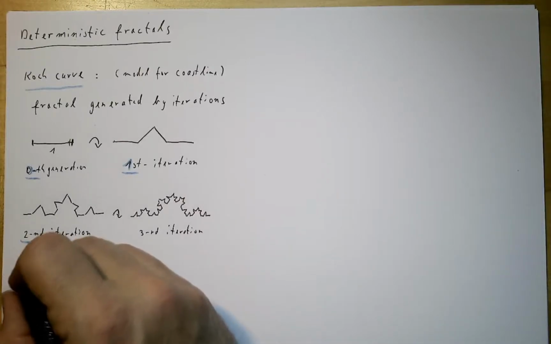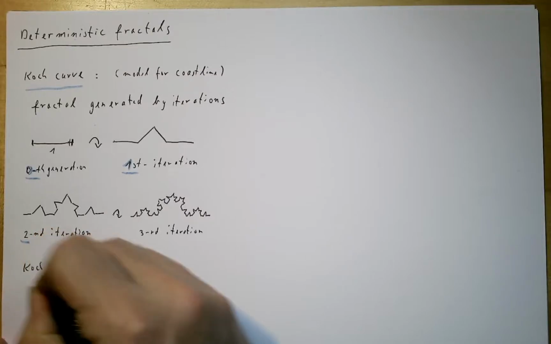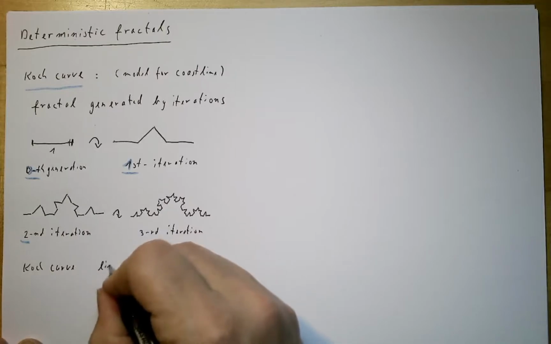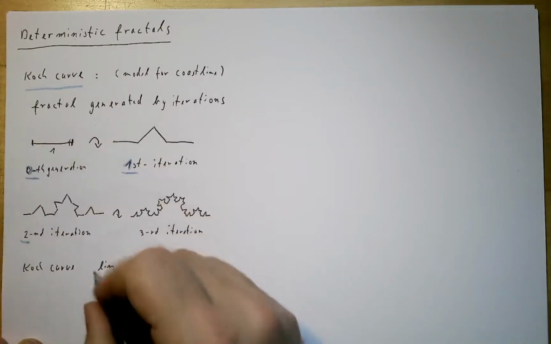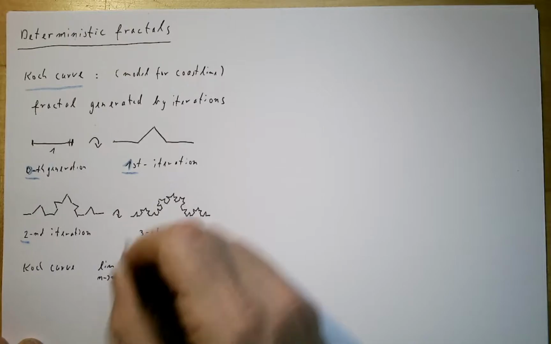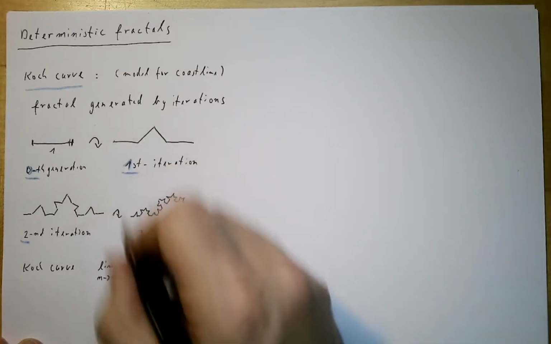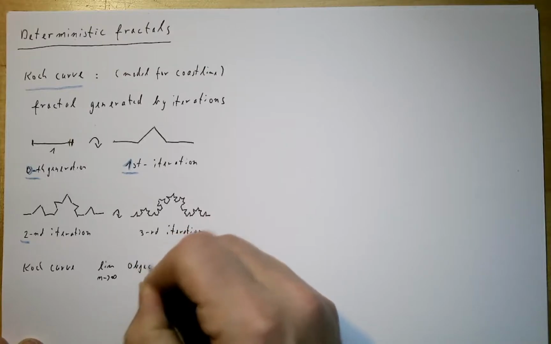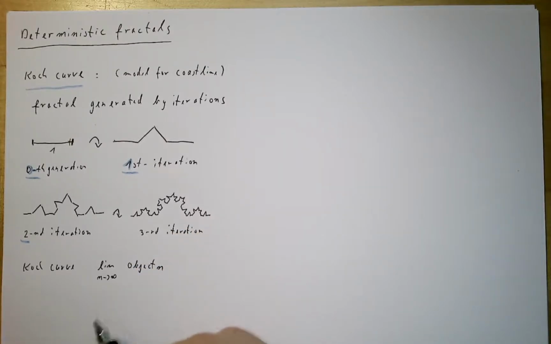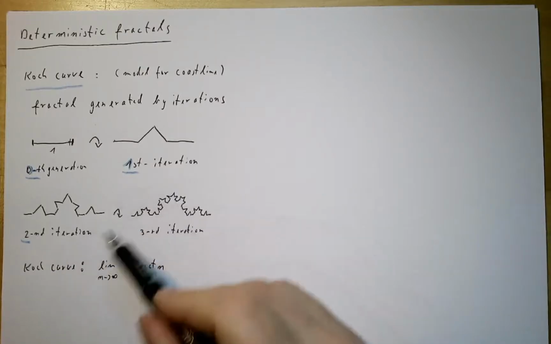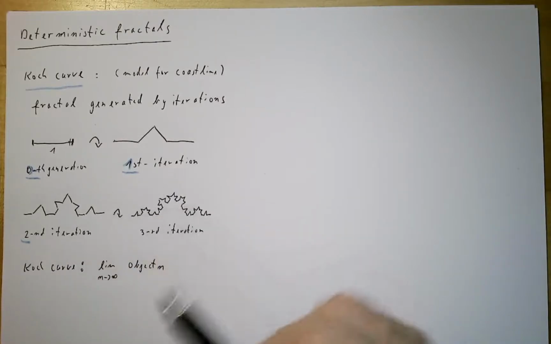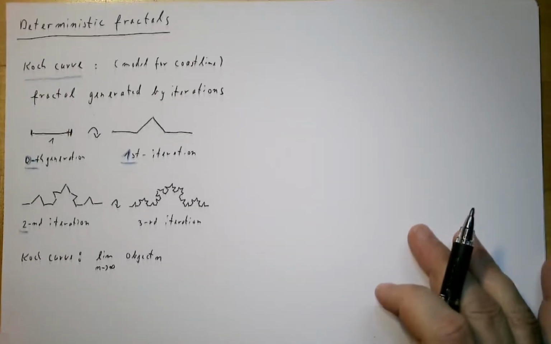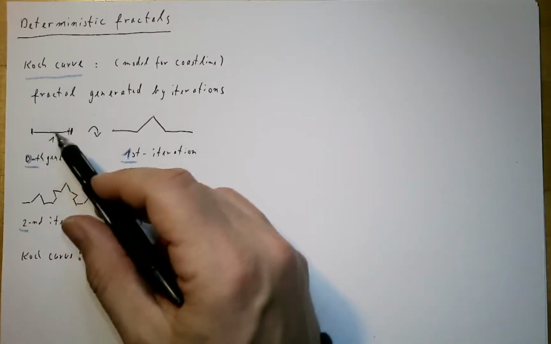And the Koch curve is the limit when the iteration n goes to infinity of this object here, object n. So if we just continue this infinite times. So now let's look at the length. So what is the length of this?